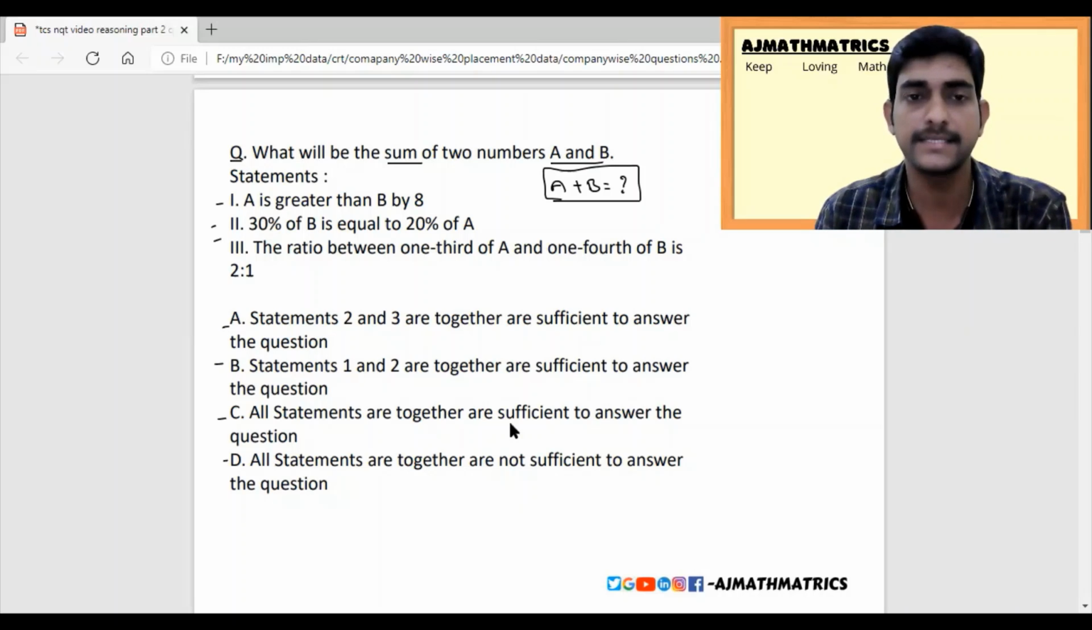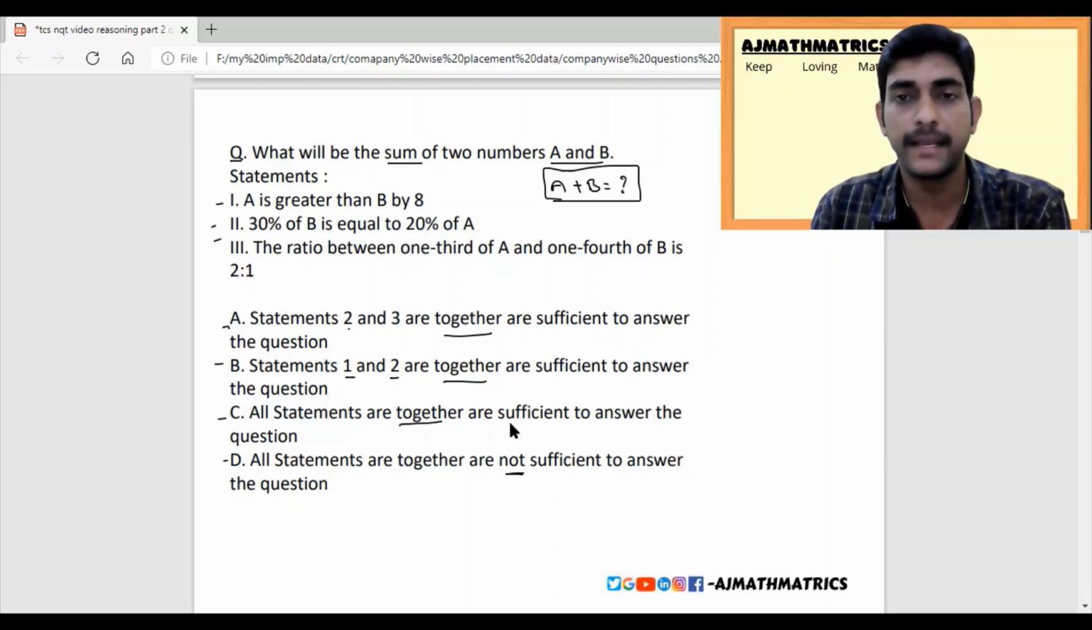The four options say: A says statements 2 and 3 are together sufficient to answer the question. B says statements 1 and 2 are together sufficient to answer the question. C says all statements are together sufficient to answer the question. And D says all statements are not sufficient. So be clear, here we are not going to find the values of A and B. We are finding whether the data is sufficient or not and which option is appropriate. That we are going to find out. Let's solve this.